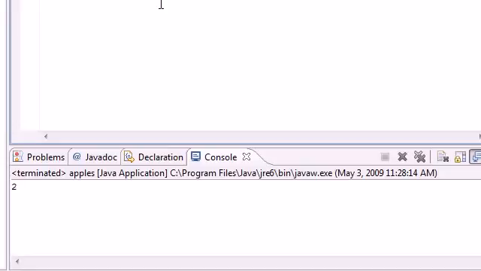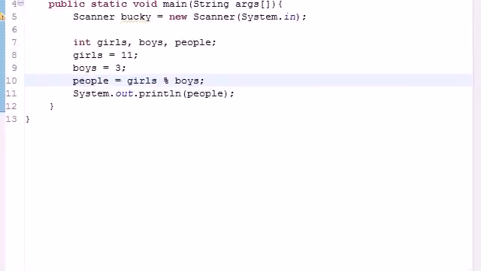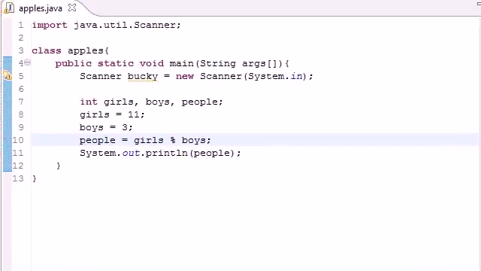So again, when you divide 11 by 3, you get 3, which 3 times 3 is 9, but you have 2 left over. So that's where that 2 comes from. Whatever's left over is the modulus. So that's how you can use the modulus along with int to find the exact value.